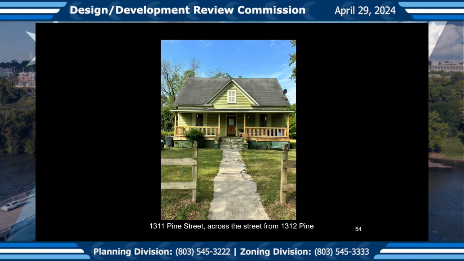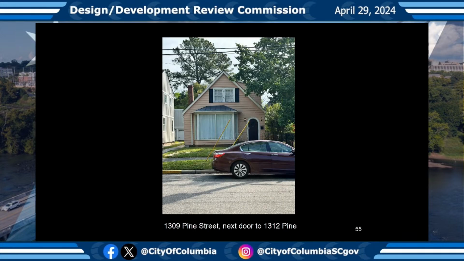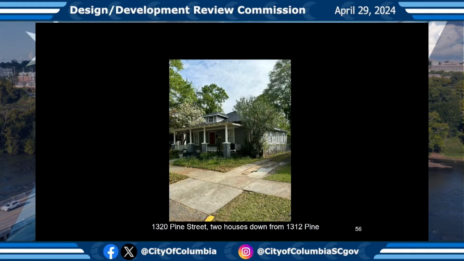So some of the other photographs include houses on the block. This is the house directly across the street, 1311 Pine Street, which has wood horizontal siding. Same with the house right next door. You can see the house in question to the left, and this is the house immediately next to it, and this is a house two doors down. So all the other houses on the street have that type of horizontally oriented siding.